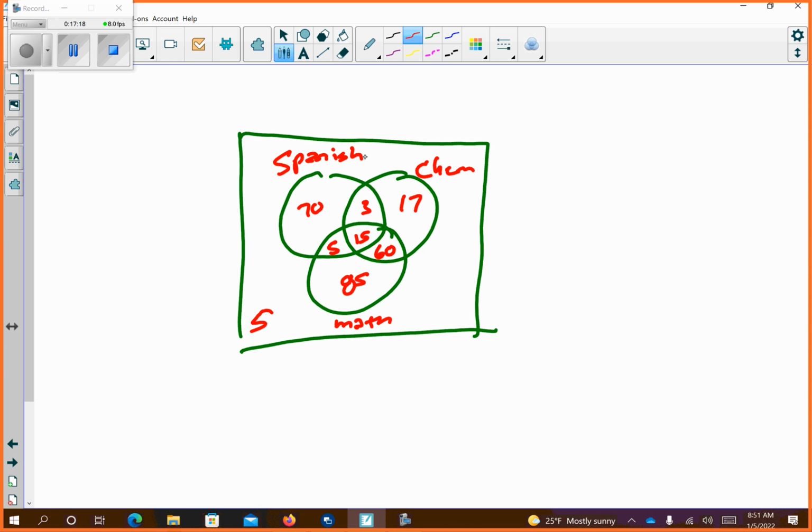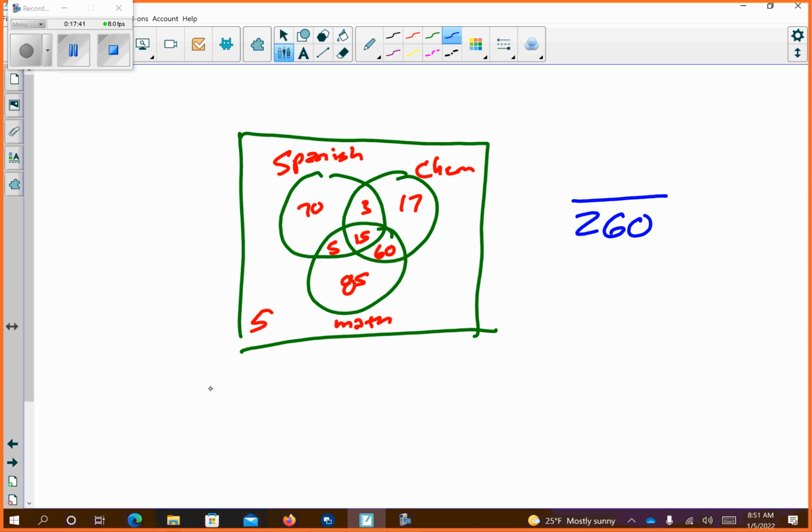Okay, good toss. All right, so you have to look and say, how many people are we talking about? If I add up all the numbers, there happens to be 260 people that are involved in this study. And that's just 70 and 3 and 17, 5, 15, 60, and 85, and the 5 that aren't involved that are just part of the school.